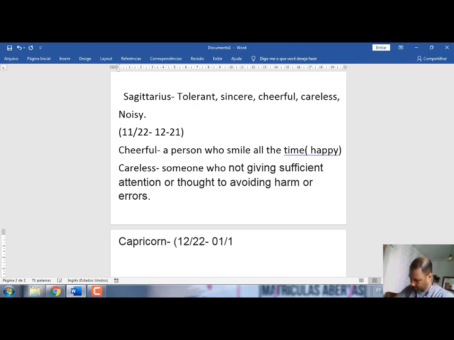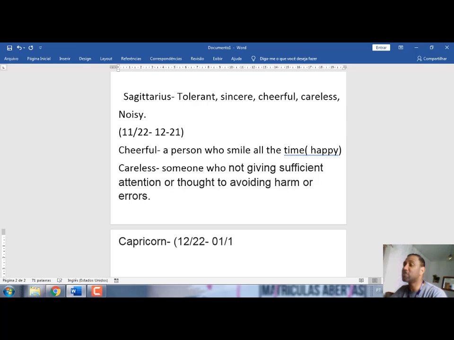Determined. Clever, I think that my daughter, she's clever. Jealous, I don't know if she's jealous. And stubborn, remember stubborn, a person who doesn't change their mind easily, right? So let's see. Passionate, okay. Determined, clever, jealous, and stubborn, right? Let me ask her. She's clever, but I don't know if she's jealous.